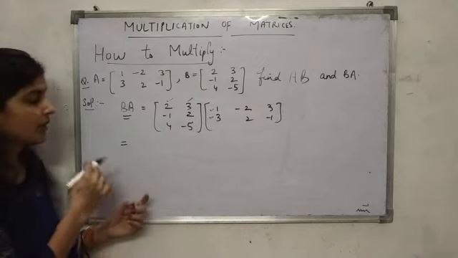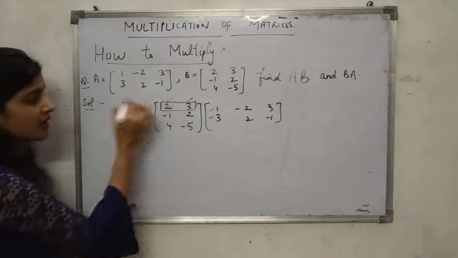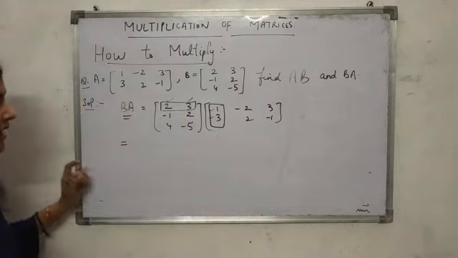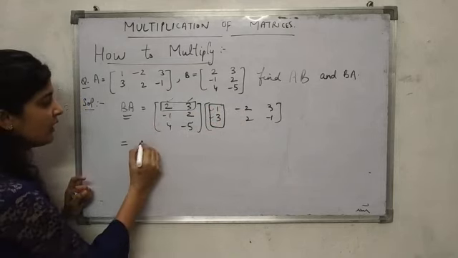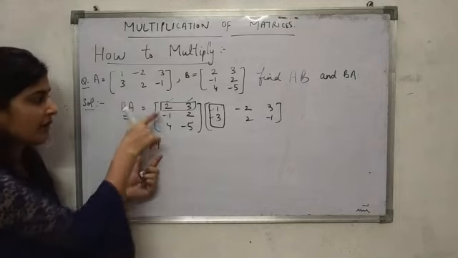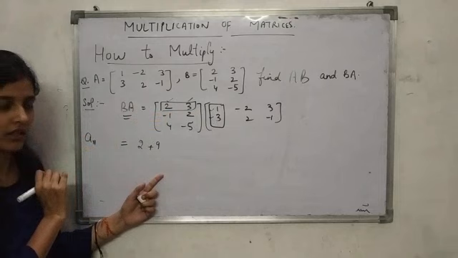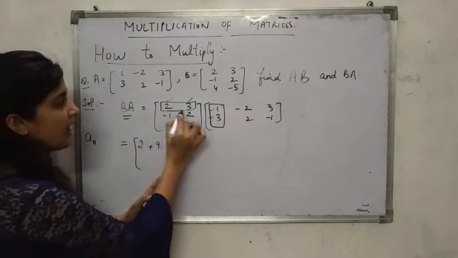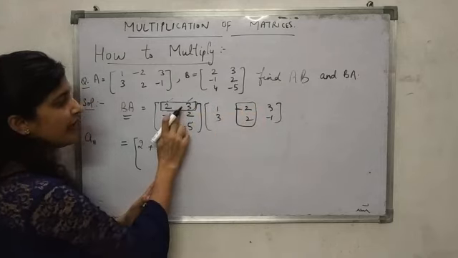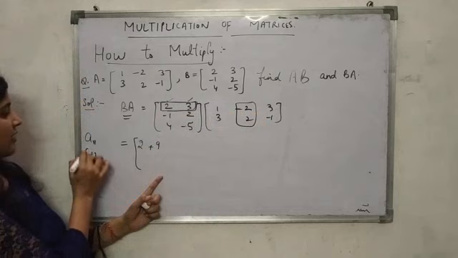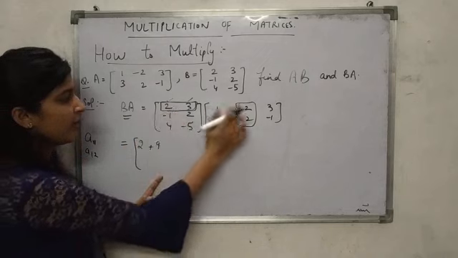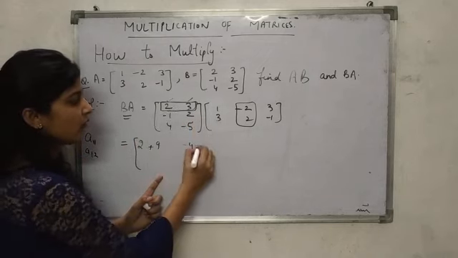We will take the row of the first matrix, that is B, and the column of the second matrix. Multiply the corresponding elements, 2 into 1, 3 into 3, and the results will be added. It will be the first entry. First row, first column means A11. Clear? Now, first row and second column means A12, so this entry will be written here. In the same way multiply, 2 into minus 2, minus 4, 3 into 2, 6.